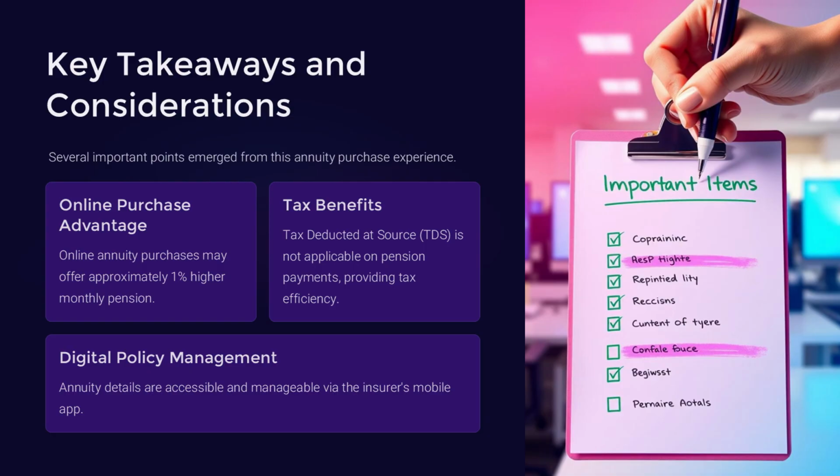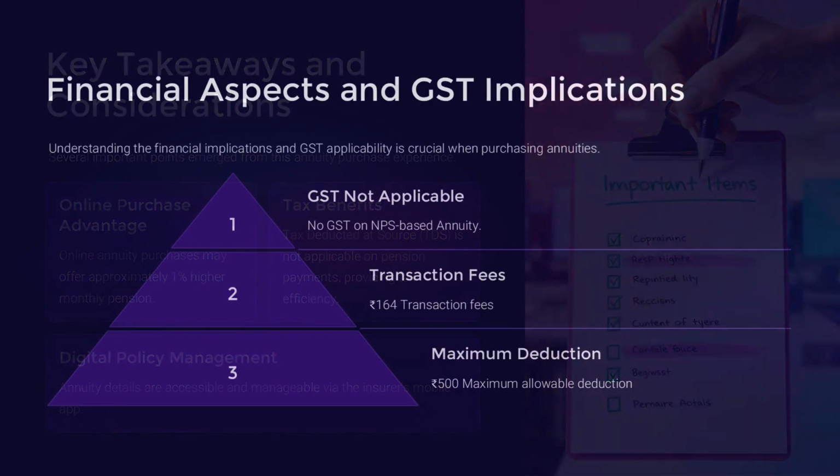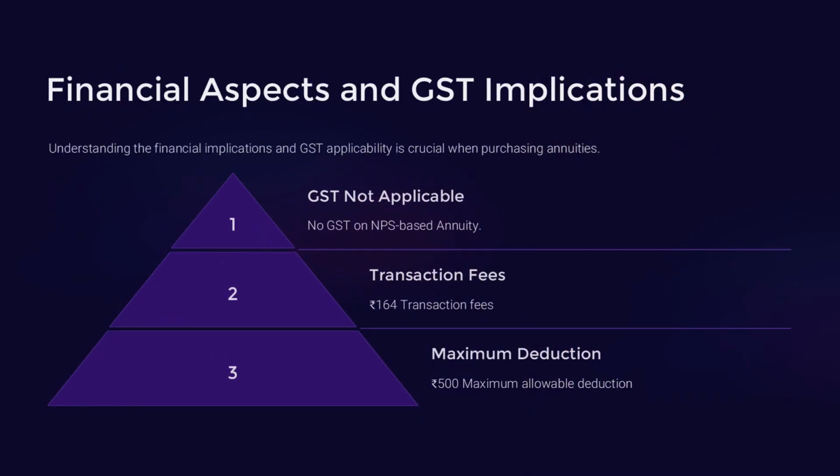Once issued, you can manage your annuity policy through the insurer's mobile app. You can update your address, phone number, or other personal details at any time. Lastly, there's no GST applicable on annuities purchased through the NPS framework.